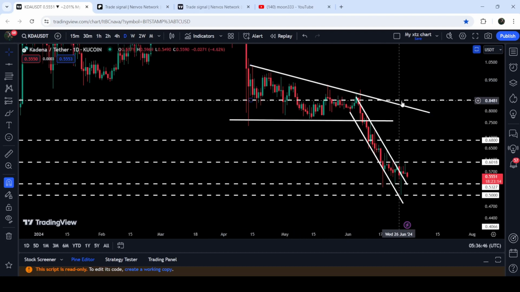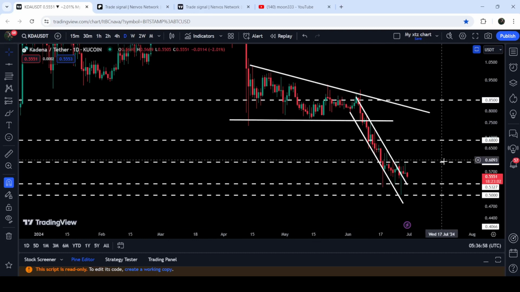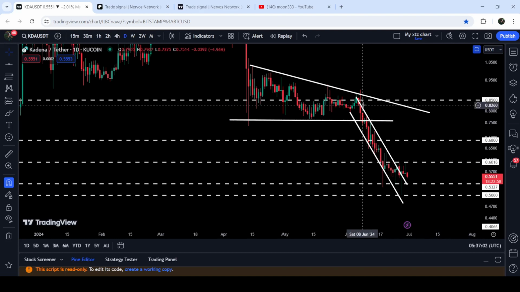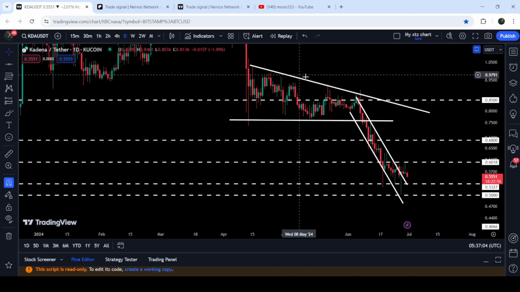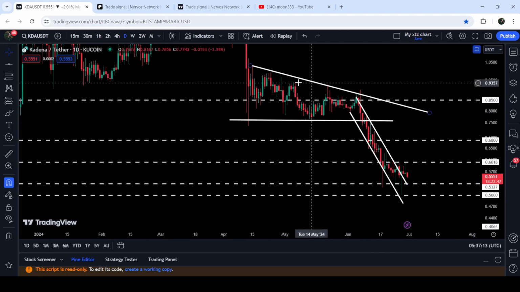And if the price breaks it out, then it can also hit the target of 86 cents, and it can also break out this long-term resistance of 85 cents as well. You can see that we have so many resistance levels to break out. First, we will need to break out this 60 cents resistance, and then another significant resistance will be this downtrend line that was previously the resistance of this triangle. And then we will also have this resistance of 85 cents as well.